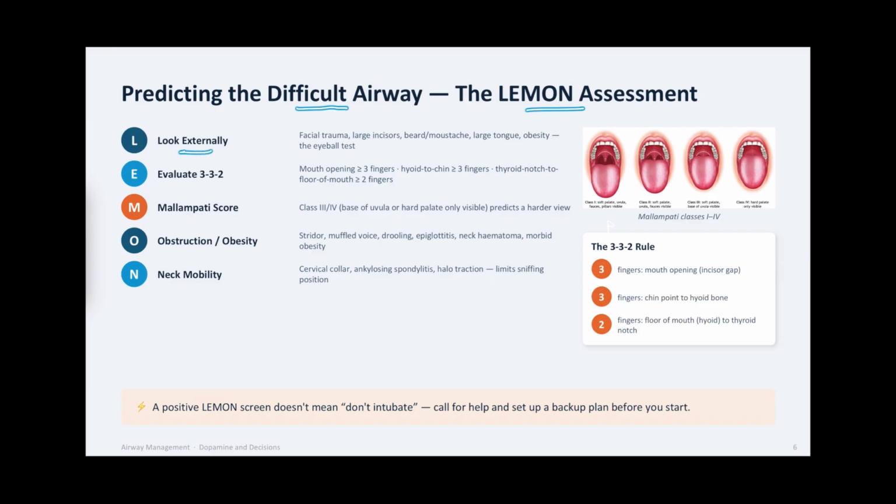L stands for look externally. Does the patient have any facial trauma, a beard or mustache? Are there large incisors? Is there a large tongue or obesity? These simple observations immediately provide valuable clues.